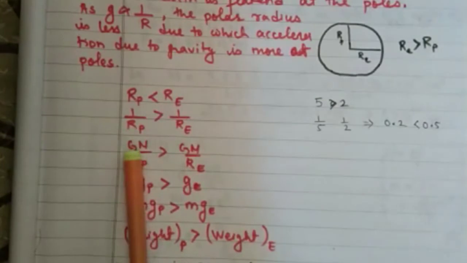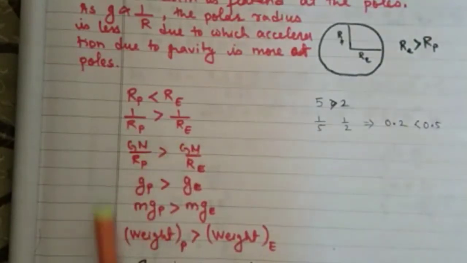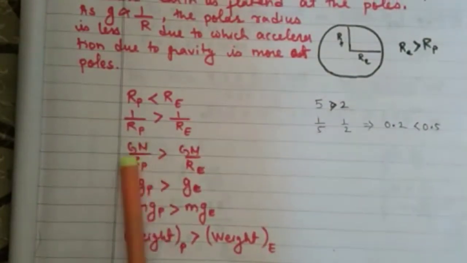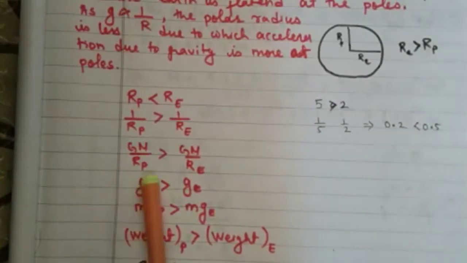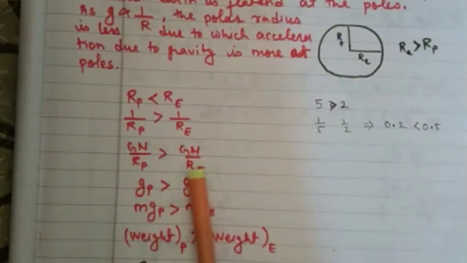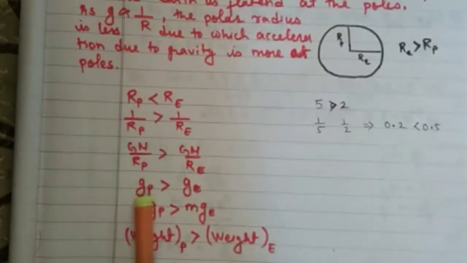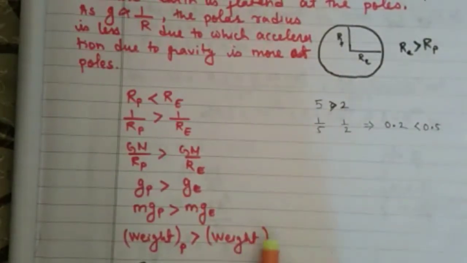I am multiplying both sides by GM. So this GM by Rp is the acceleration due to gravity at the pole, and this is the acceleration due to gravity at the equator. You can see for the pole we have more acceleration due to gravity, and if you multiply both sides with mass, mg is weight. So weight at the pole is greater than weight at the equator.